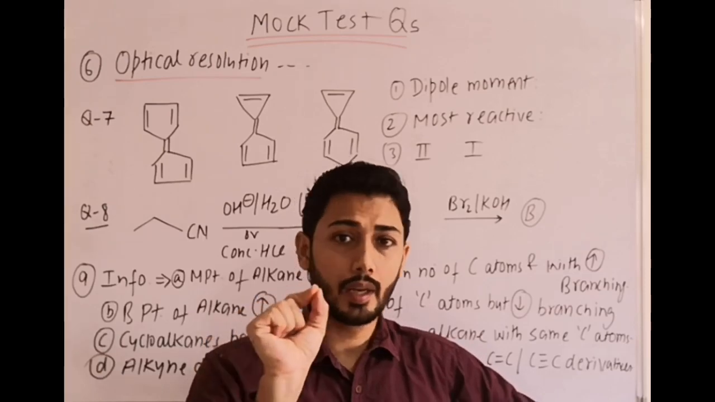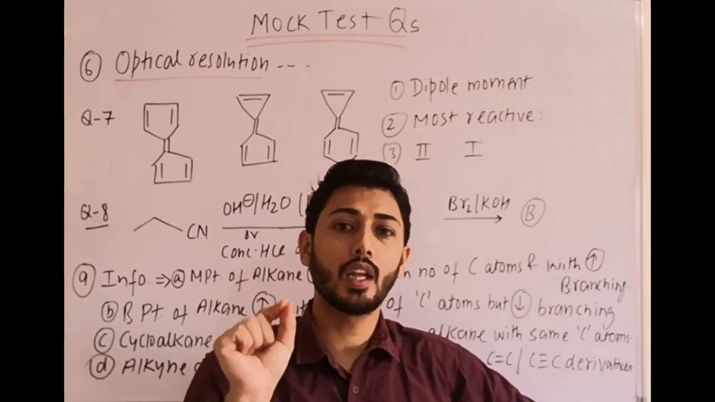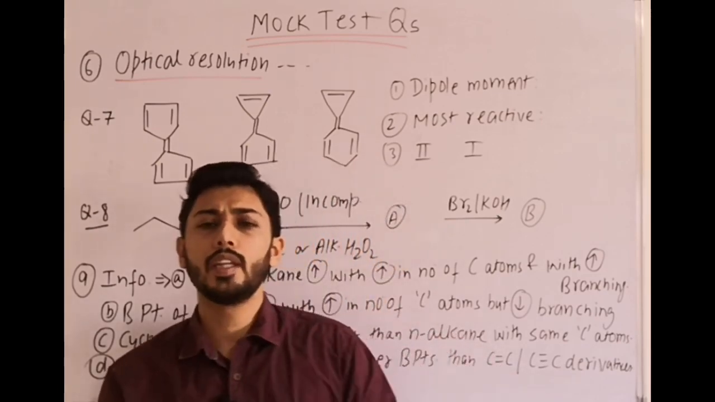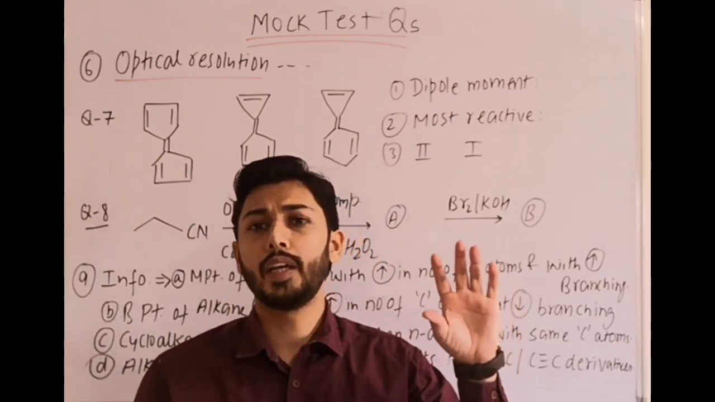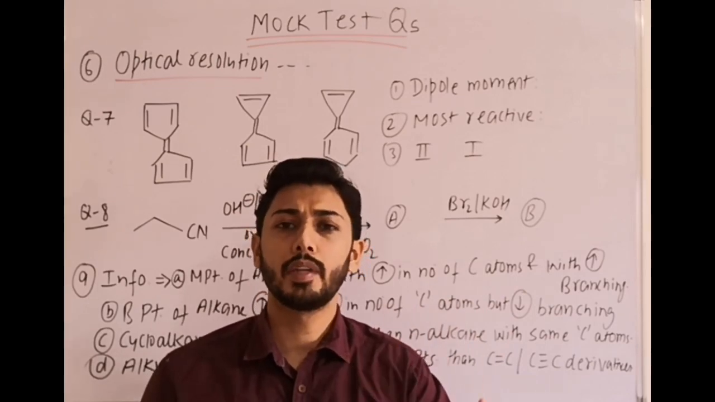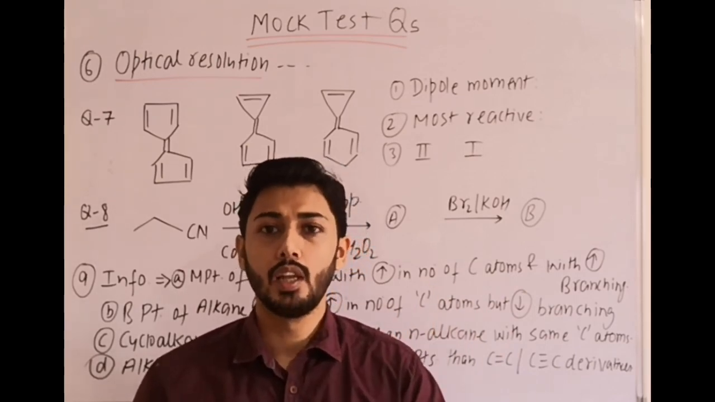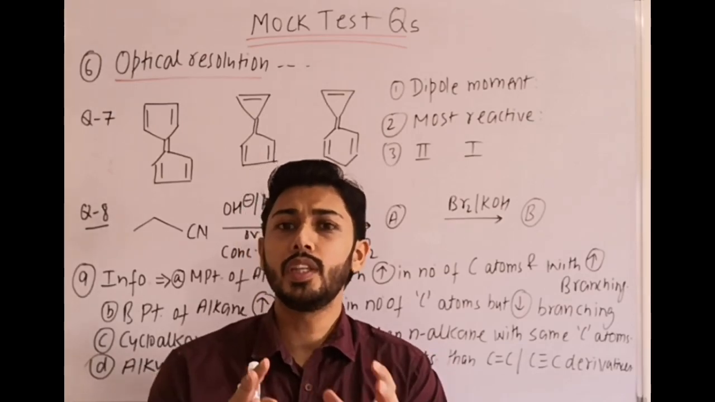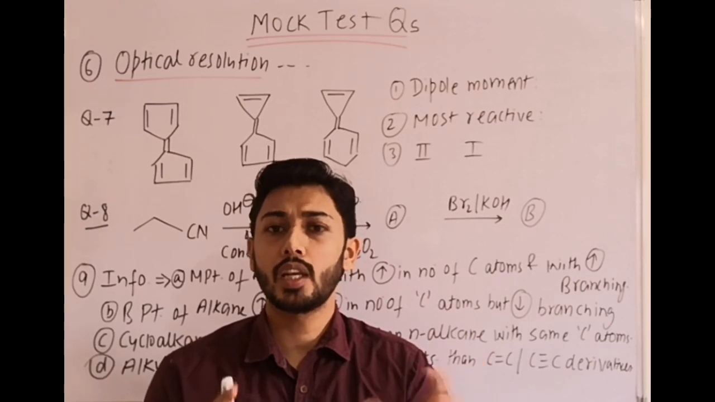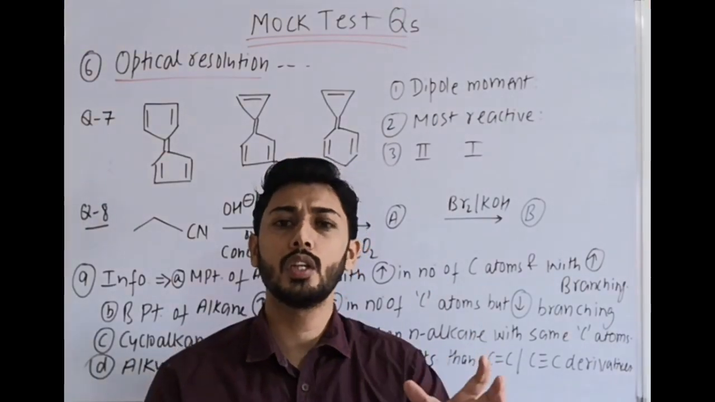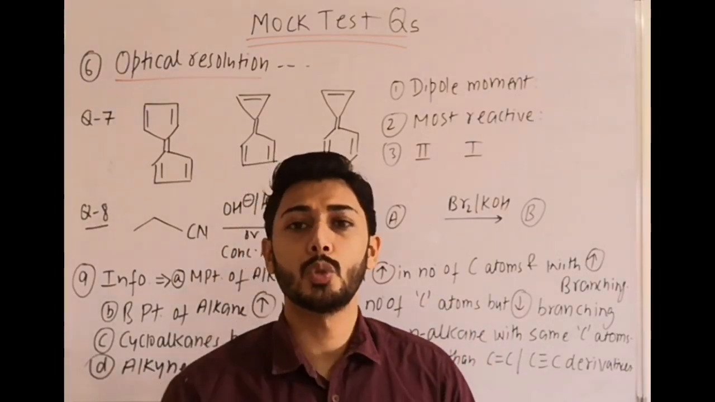This point I am telling you again, it is covered in the optical isomerism video, you can see that part. Here I am explaining very briefly that by the optical resolution method we can separate an enantiomeric mixture, which is a racemic mixture, and if we take an optically pure reagent, then we get a diastereomeric mixture, and diastereomers have different physical properties. So by fractional distillation we can separate them.